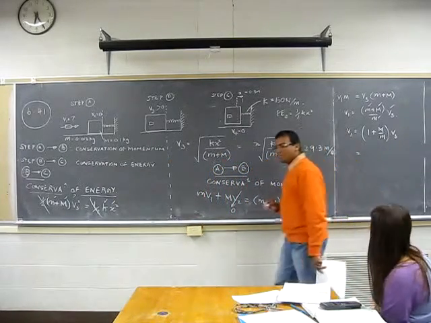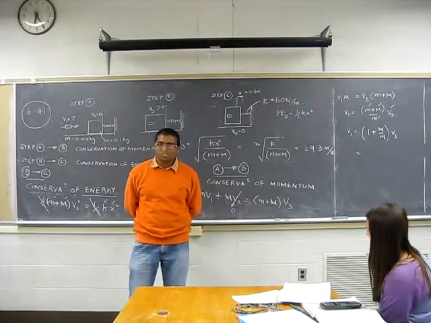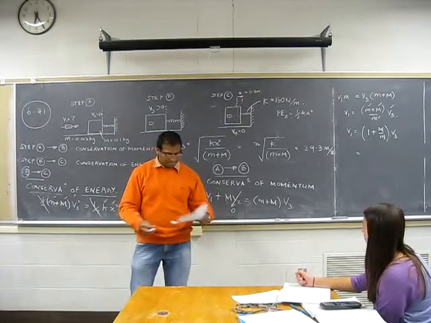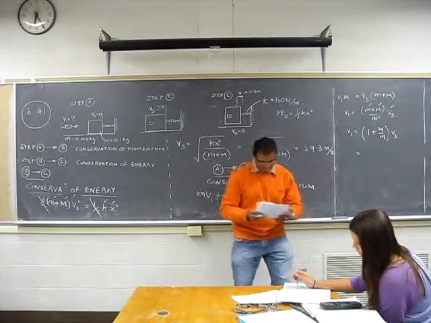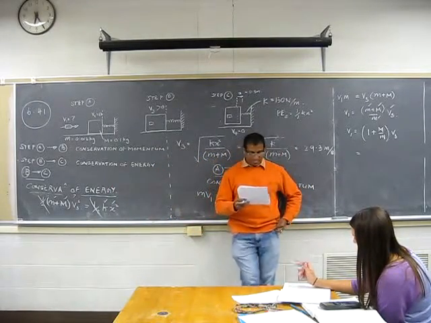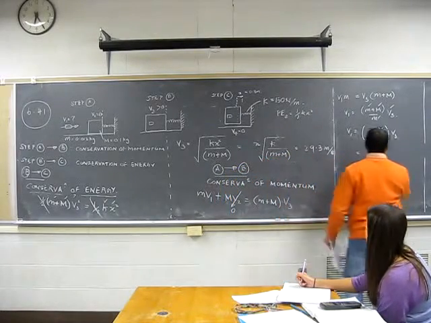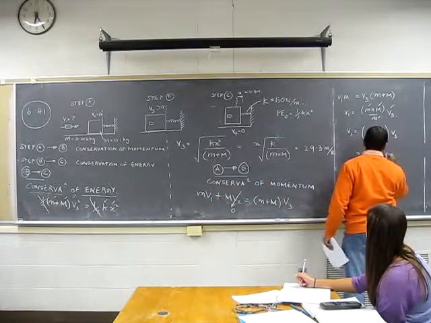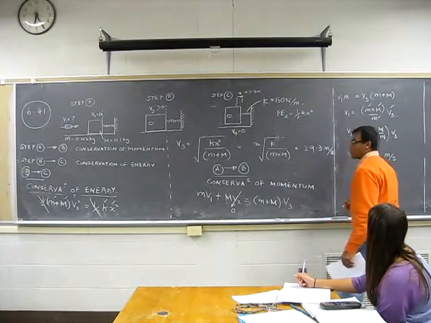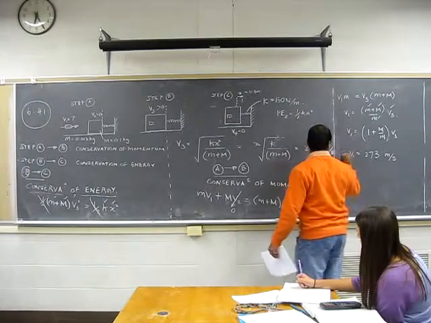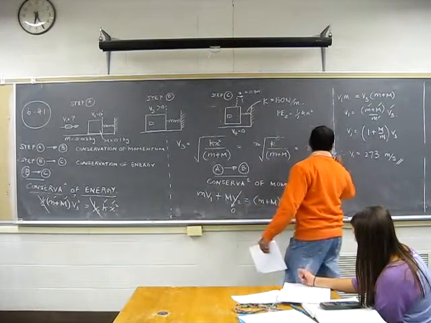So what would be our velocity, guys? What is the velocity? 273. That's right. 273 meters per second is the velocity.